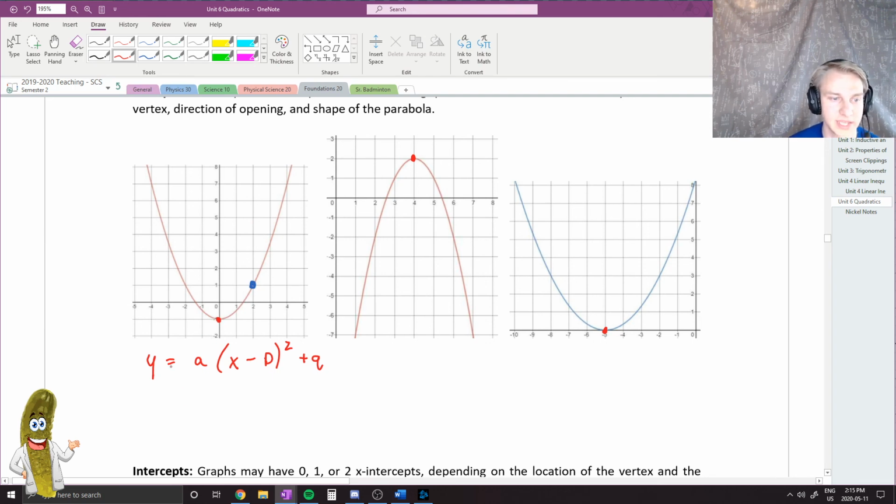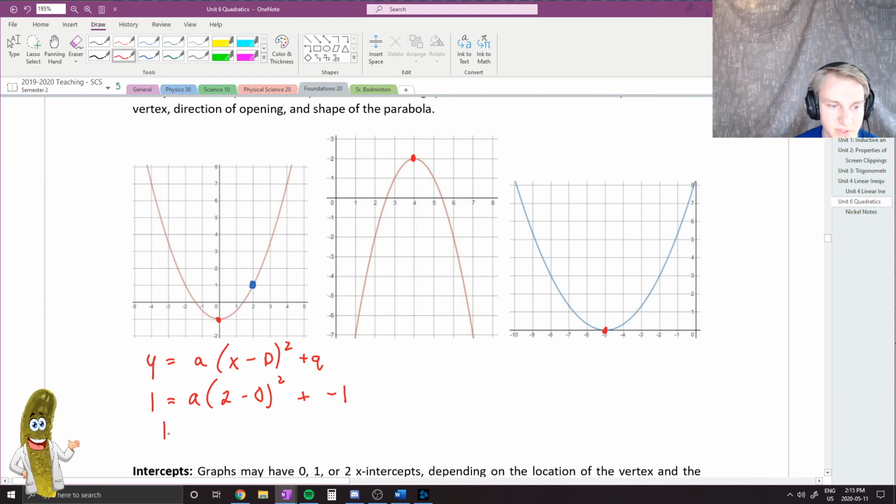So again, we're going to take this and plug in our blue point. Our blue point had a y value of 1. We don't know what a is yet. Our x value of that point was 2. And then in terms of our vertex, the x value was 0, squared. And the q value of our vertex was -1.